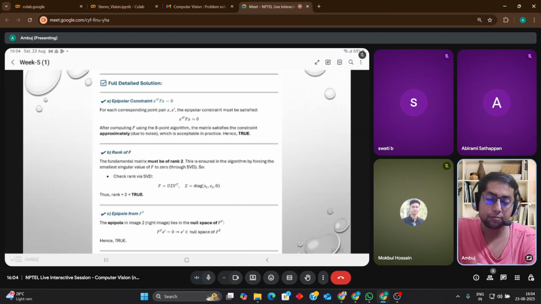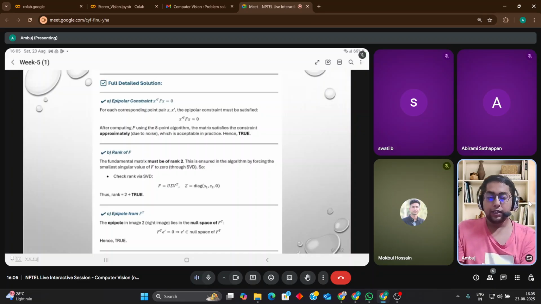Rank of F. Yes, the fundamental matrix must be of rank 2. This is ensured in the algorithm by forcing the smallest singular value of F to 0. So you have to check via the SVD, singular value decomposition, U Sigma V transpose. The diagonal elements should be S1, S2 and 0, so the rank of the matrix is equal to 2.